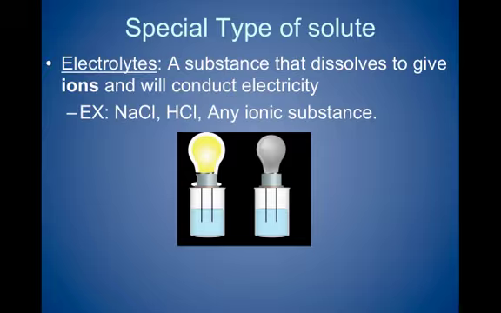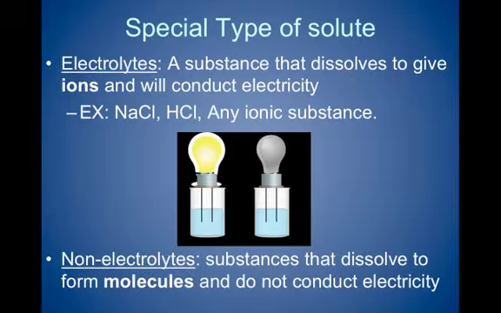Sodium chloride, HCl, and so on. HCl is not strictly speaking an ionic compound, but it does dissolve to form ions. So that's another good example. Acids tend to be electrolytes because they dissolve to form ions. A non-electrolyte is a substance that doesn't form ions. So when it dissolves, it forms molecules and does not conduct electricity.